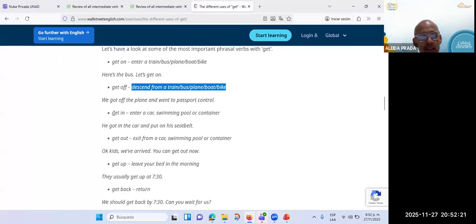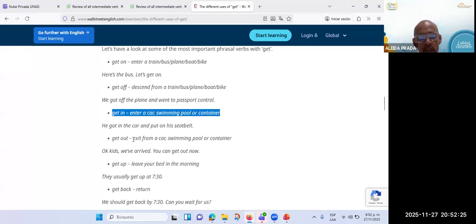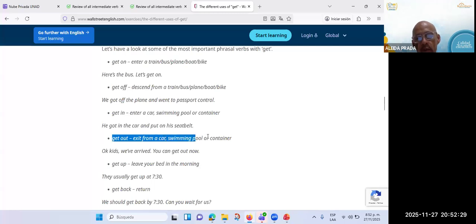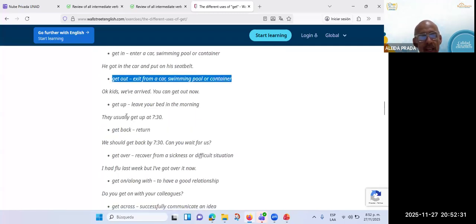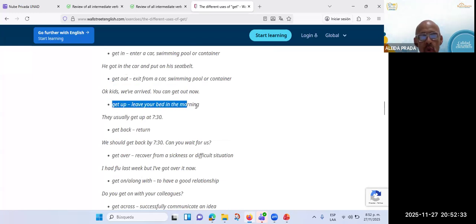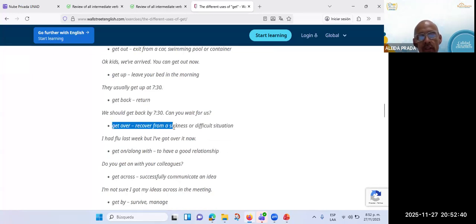Get in. Enter a car. Enter a swimming pool or a container. Get out is the opposite. Exit from a car, from a swimming pool, or a container. Get up, what you do in the morning. Get back is return. Get over is recover from a sickness or an illness or a difficult situation. Get on or get along with, to have a good relationship.